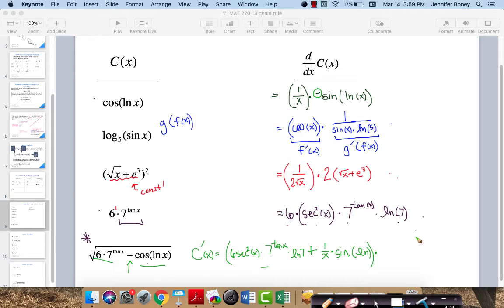Square root of this is going to be 1 over 2 times the square root of, well, same thing as the square root of last time. 6 times 7 to the tangent of x minus, apologize for the x doesn't want to write, minus cosine natural log of x. And that's all under a square root in the denominator along with that too. And that's that.